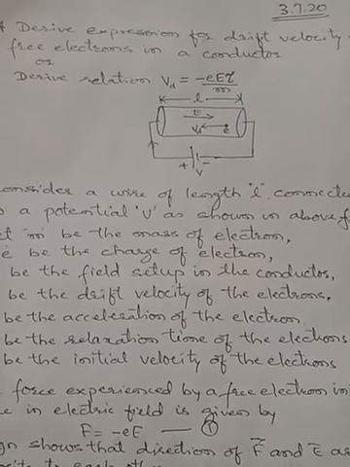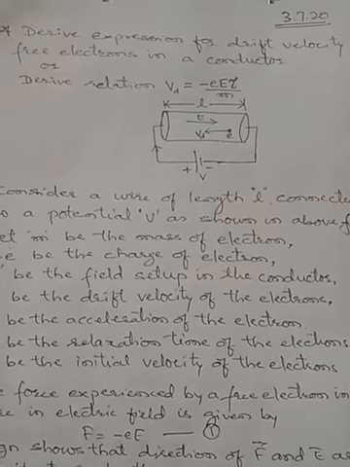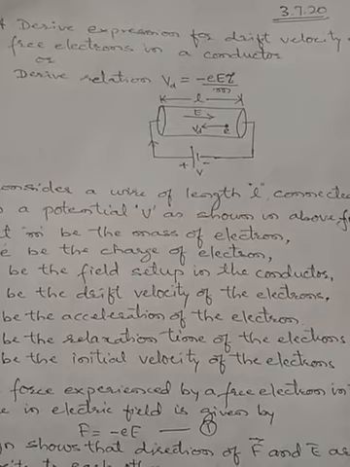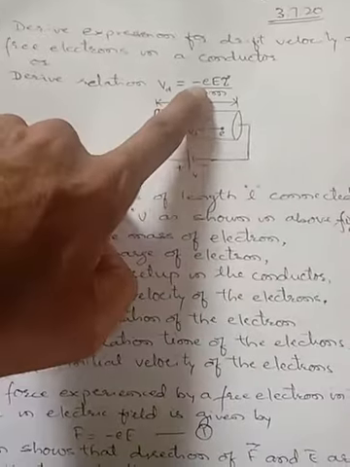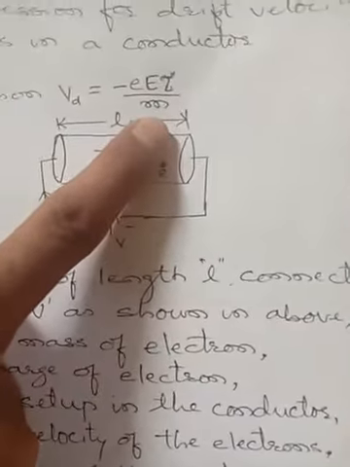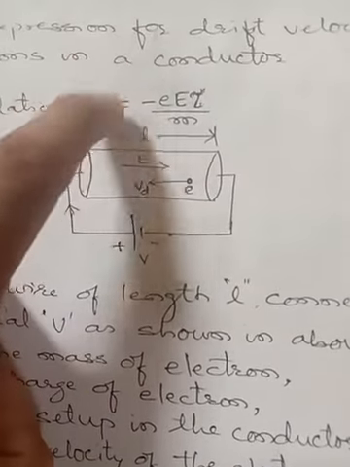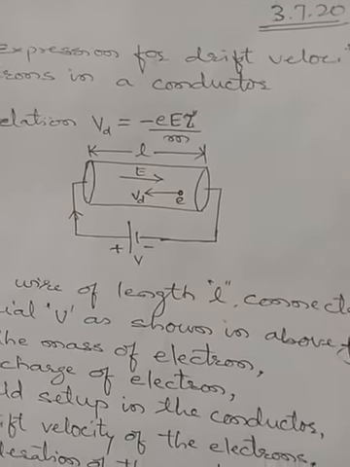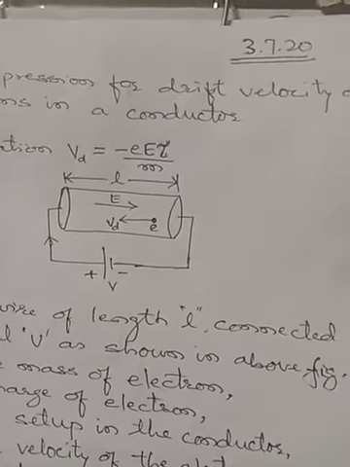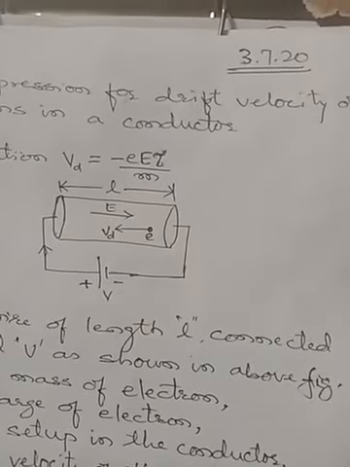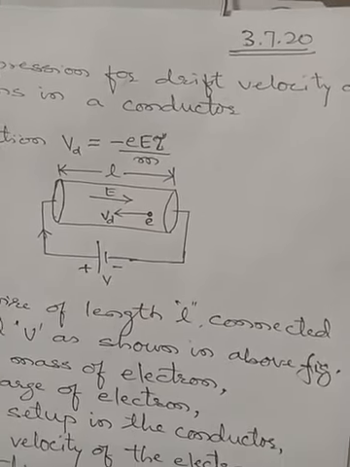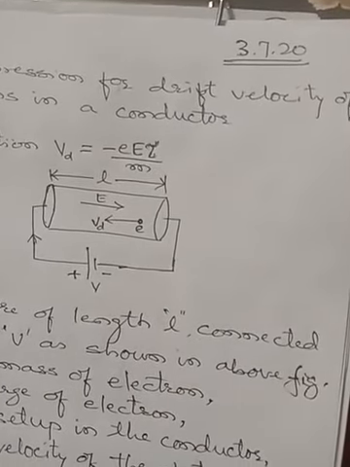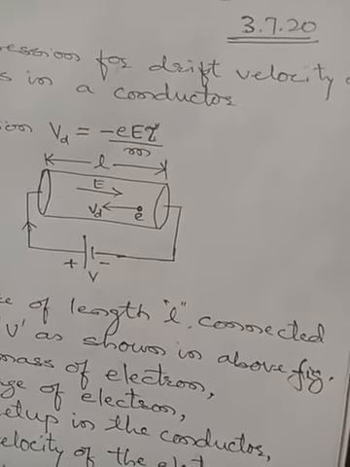Now, for the first derivation, he may ask "derive the expression for drift velocity" in the exam, or he may ask like this: Vd is equal to minus eE tau by m. Out of these two, any one way he may ask. We have already studied what is drift velocity, what is relaxation time, what is electric field, what is potential difference. So we have to revise the same thing here. Using those concepts, we have to derive this relation.